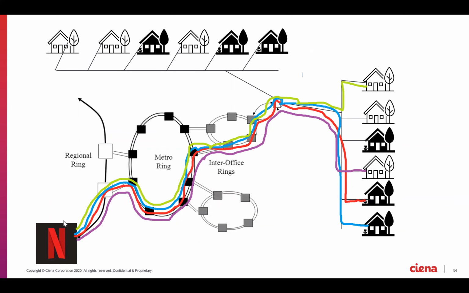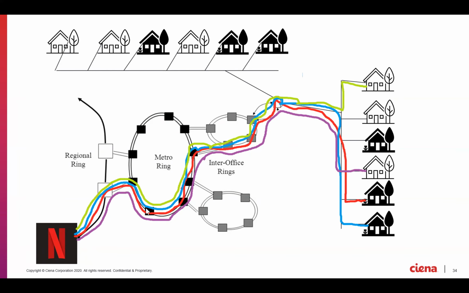Now, the next thing is, so now we've got these content providers, right? And they want to use the network too. So when they first started using the network, they would also buy a connection from the service provider. And say we had Netflix and they were connected into your service provider and you wanted to watch the green movie. And so Netflix would start sending you the green movie. And then this house wanted to watch the blue movie. This house wanted to watch the red movie, and this house wanted to watch the purple movie.